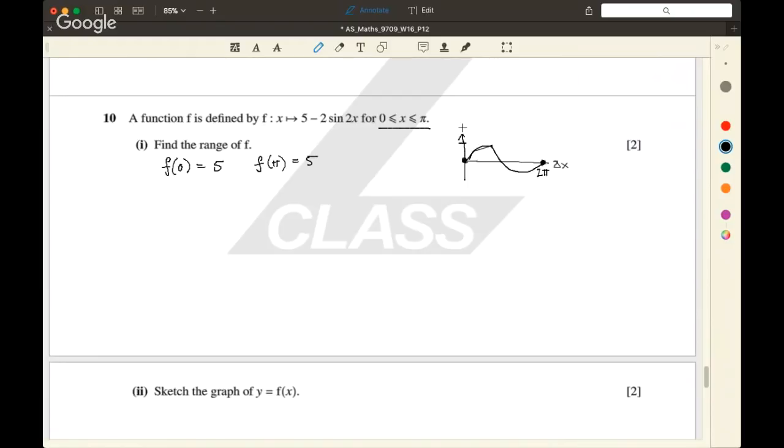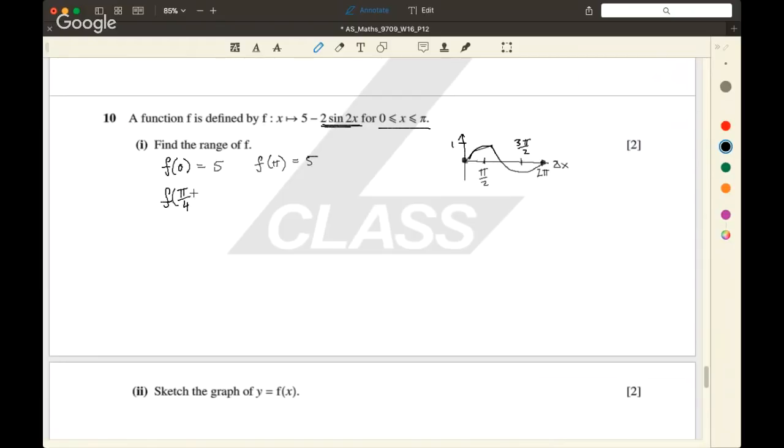So this function has its maximum when sine of 2x is equal to 1, when 2x is equal to pi on 2, and has its minimum when 2x is equal to 3 pi on 2. So that means that the maximum of this term here, which is therefore going to mean subtracting bigger things, is reached when x is equal to pi on 4, which means that 2x is pi on 2.